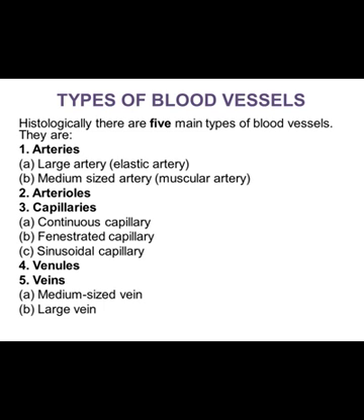Next blood vessel is the arterioles, then capillaries. Here capillaries are also of 3 types: continuous capillary, fenestrated capillary, and third one is the sinusoidal capillary. Fourth blood vessel is the venules, and fifth one is the veins, which are also of 2 types: medium sized vein and the large sized vein.